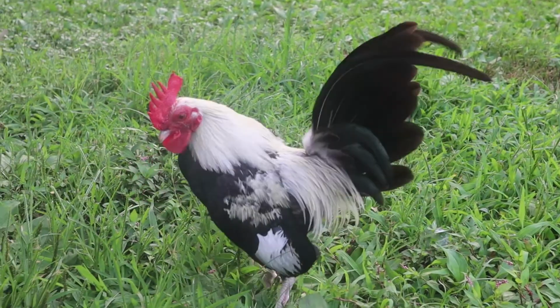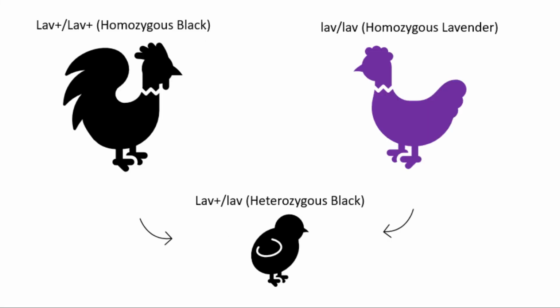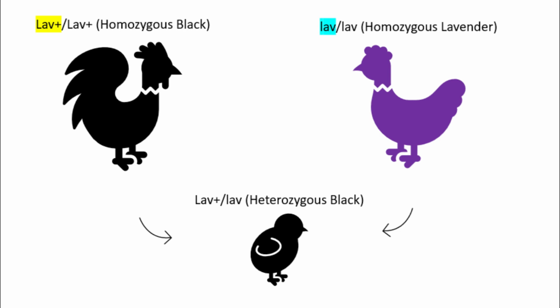And this brings us to our second term, recessive genes. Now, recessive genes are the counterpoint or losing genes to the dominant genes. In our last example, I mentioned that black is the dominant gene, which means that lavender is the recessive gene. A recessive gene will never be fully expressed when a gene dominant to it is present.